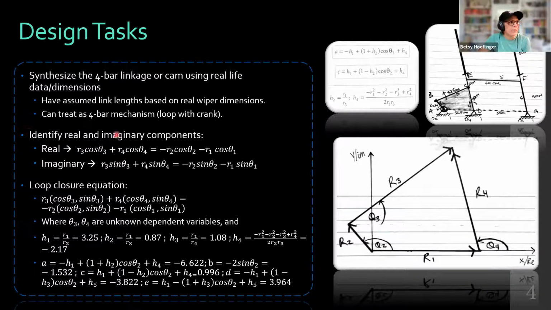So then I identified the real and imaginary components, as you see here. These are my equations. And from there, you can generate the loop closure equation. So here is my closure equation. And here we have theta3 and theta4, which are unknown and also dependent variables. So from there, we can find our H values, and then furthermore, your A, B, C, D, and E values. And this is just a screenshot from one of our lectures where I generated some of those calculations from those equations.